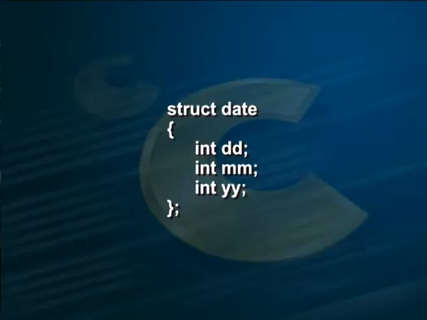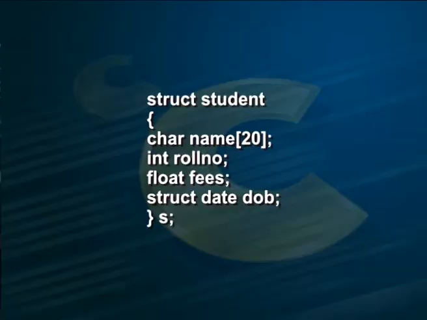Nested structure. If a structure contains one or more structures as its members, it is known as nested structure. Let us consider an example that declares a nested structure to store date of birth of a student. We can declare a structure to store date as struct date { int dd; int mm; int yy; }; This structure date can be used as a member in another structure as shown on the screen. struct student { char name[20]; int roll number; float fees; struct date dob; } s; The structure date has been made as the member of structure student.